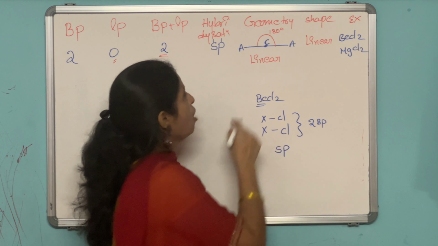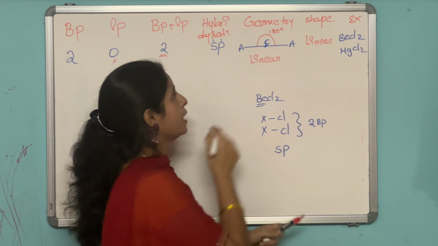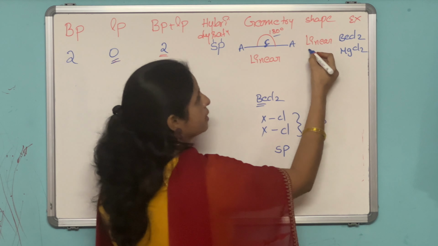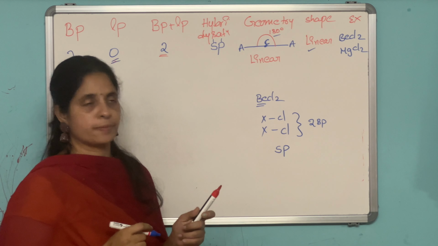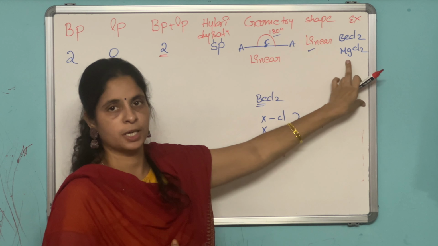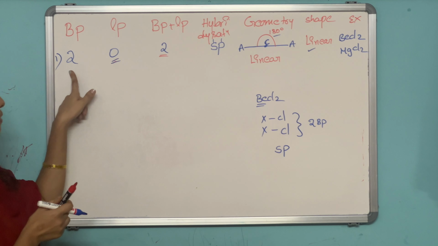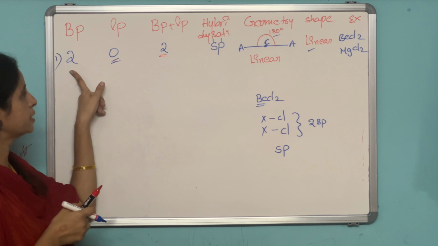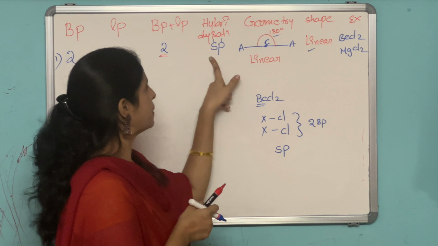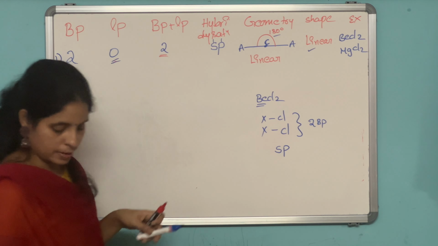sp hybridization with a linear geometry and a bond angle of 180 degrees, and lone pairs of electrons is equal to 0. Here the shape is also linear. Similarly, you find out the hybridization for MgCl2 also. Okay, clear? This is the first one. Here I have taken 2 bond pairs of electrons, 0 lone pairs, and then the hybridization, geometry, shape and examples. Okay, clear? Next one.